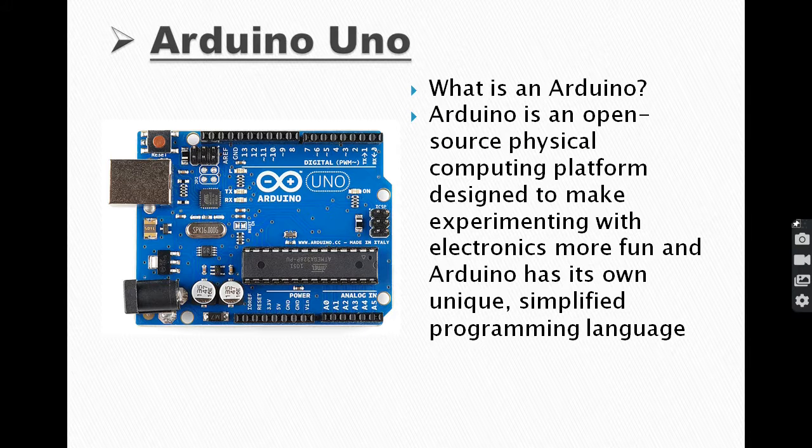What is Arduino Uno? Arduino is an open source physical computing platform designed to make experimenting with electronics more fun, and Arduino has its own unique simplified programming language which is called embedded C.